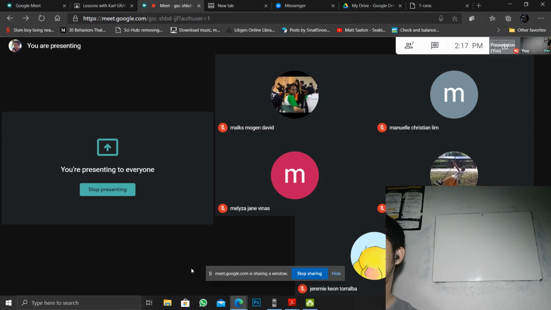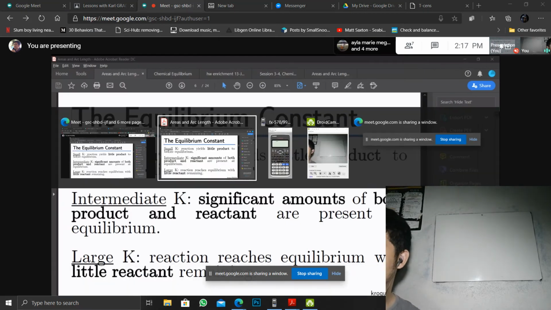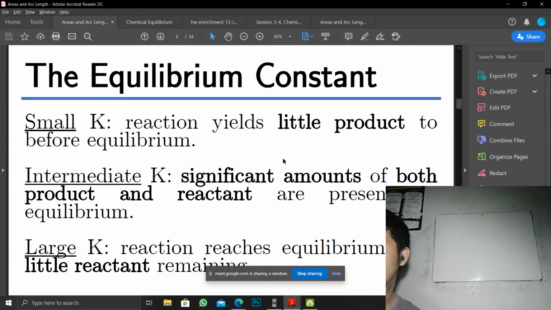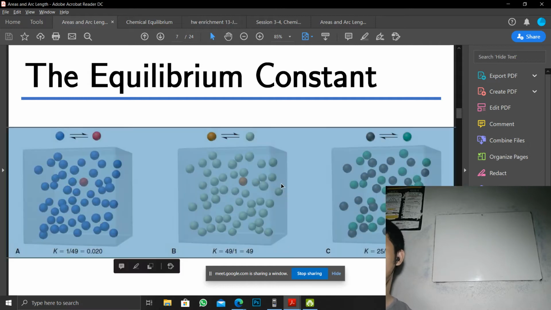Also, ito yung mga implication ng value of K. Small K, a reaction yields little product before equilibrium. Intermediate K, significant amounts of both product and reactant are present at equilibrium, and large K, little reactant remaining. Ayan yung figure representation, no? Low K, big K, and intermediate K.